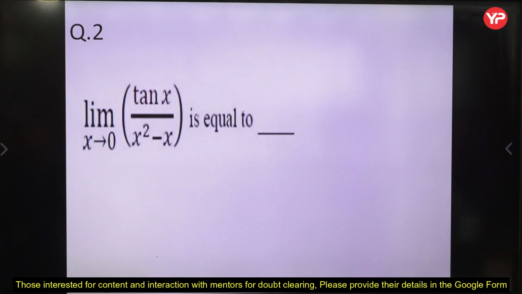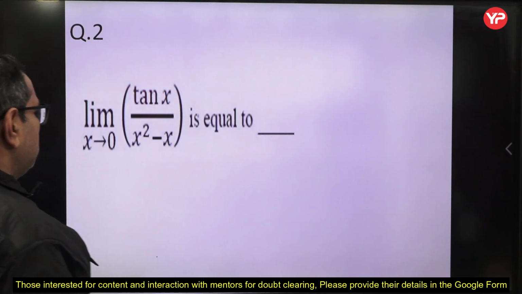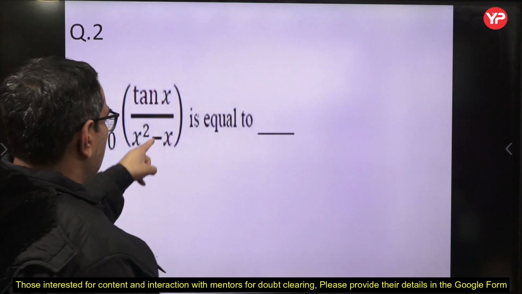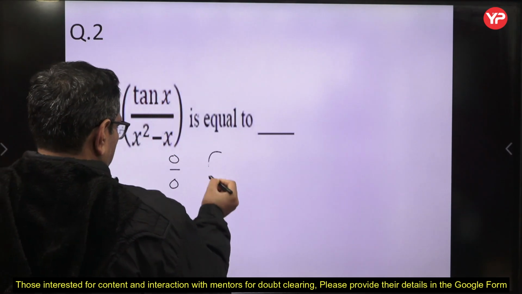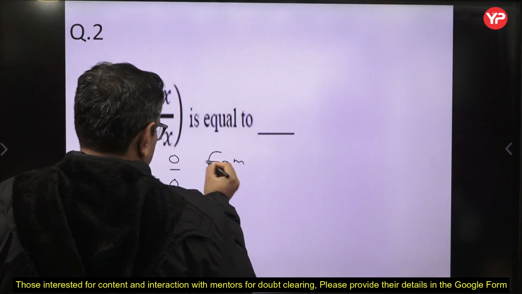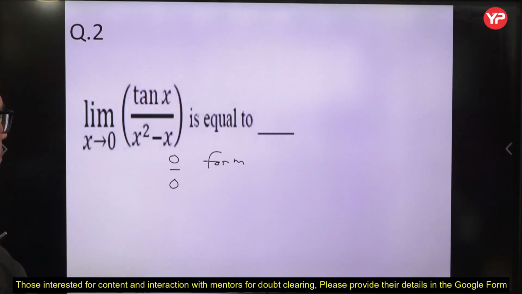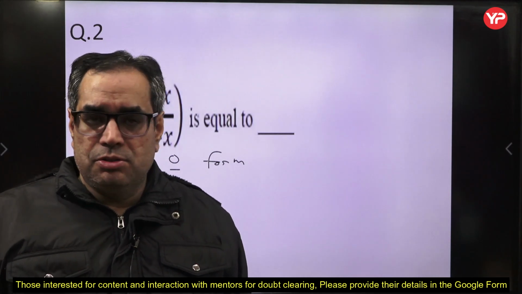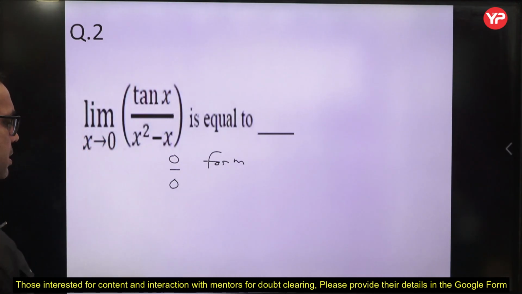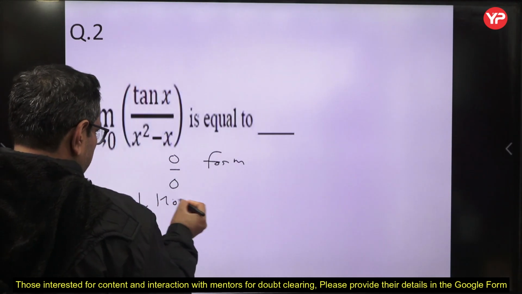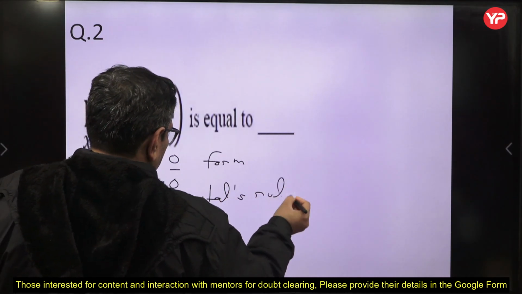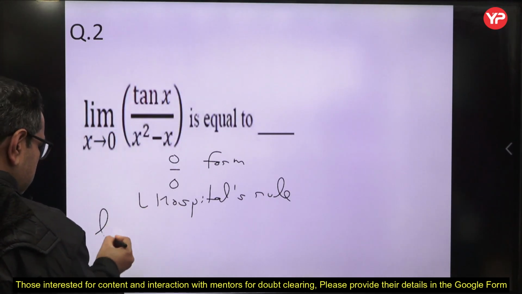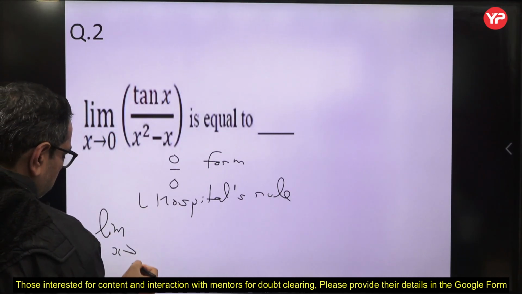Okay, so now let me explain you the solution of this problem. First of all, if we put 0, then tan 0 upon 0, so it is 0 by 0 form. Whenever we get 0 by 0 form, we apply L'Hospital's rule. So we can apply L'Hospital's rule here also. Remember, L'Hospital's rule is very important. According to that, this limit can be written as limit x tends to 0.